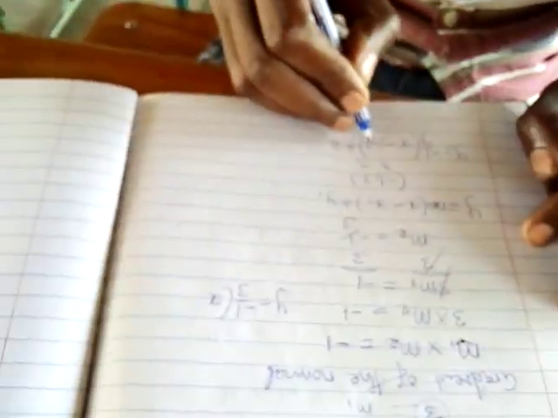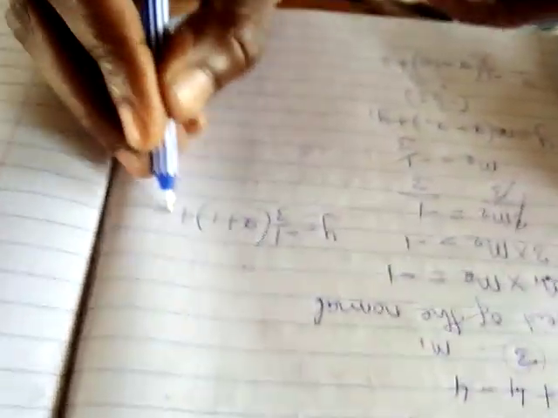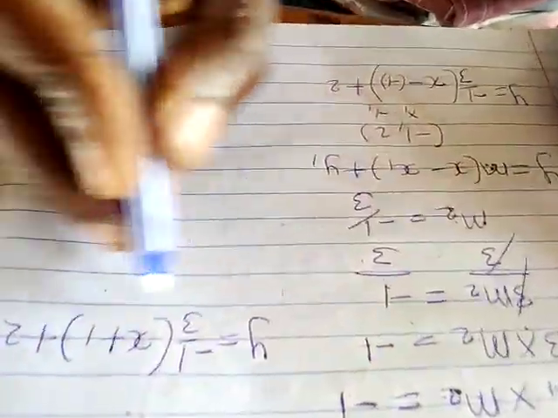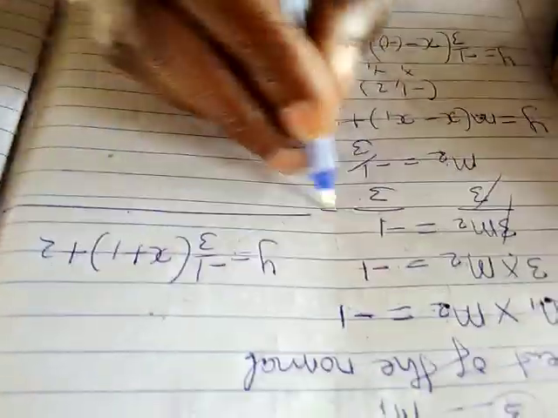x, negative times negative is positive 1, plus 2. Okay, so this is the required answer. Even if you don't simplify, this is the required answer.